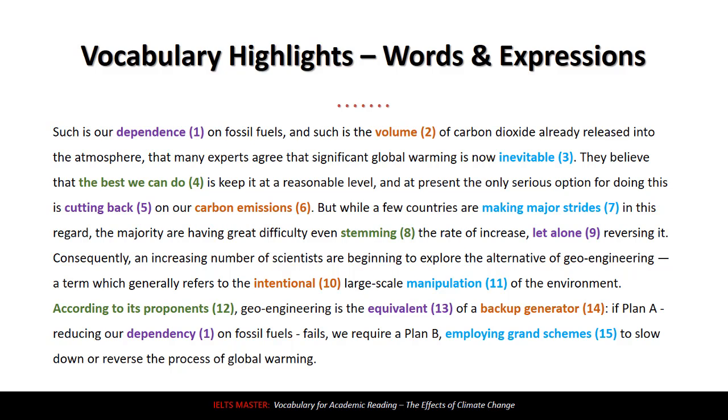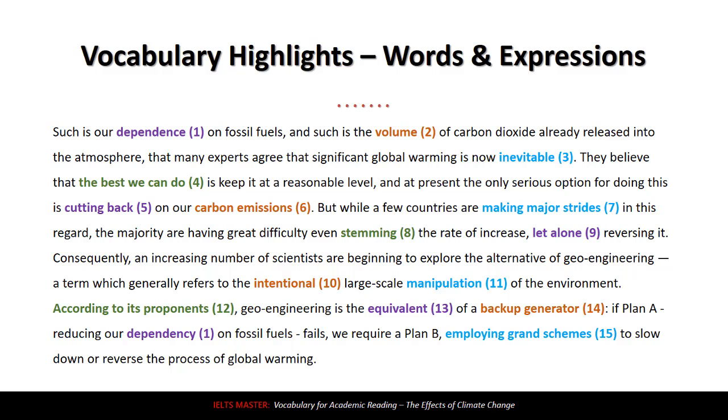Number 13, equivalent, something that is equal to. And number 14 is a backup generator. So in some houses, they have backup generators. If the electricity goes out at your house, then you can turn on the backup generator to create more electricity, even if you don't have the main electricity from the city or from the power company. A backup generator. And then we have dependency down here, which is the same as dependence, number 1. Reducing our dependency, such as our dependence.